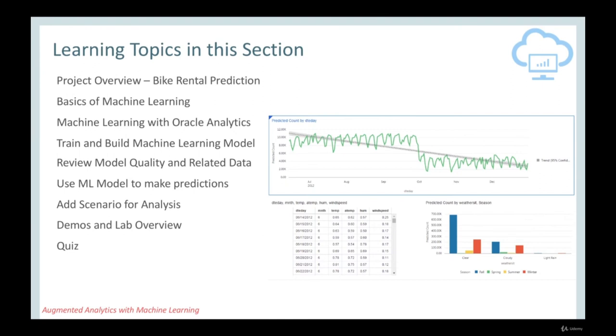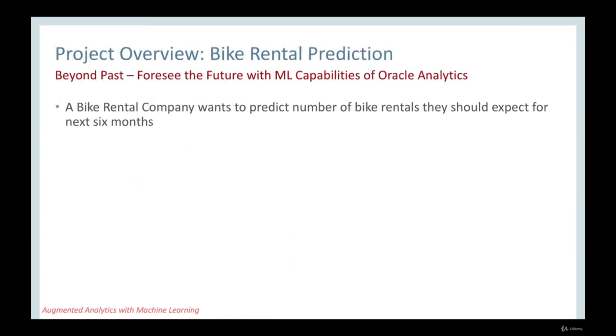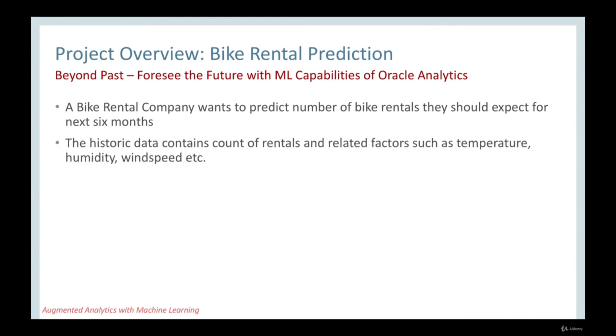Before we start learning the concept of machine learning, let's review our business problem at hand. A bike rental company wants to predict the number of bike rentals they should expect for next 6 months so they can plan properly. To achieve that, they want to leverage historical data that contains the count of rentals and the rental-related factors such as temperature, humidity, wind speed, time and day, etc.